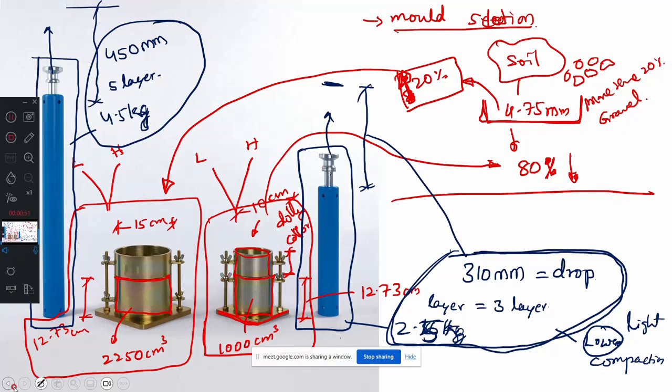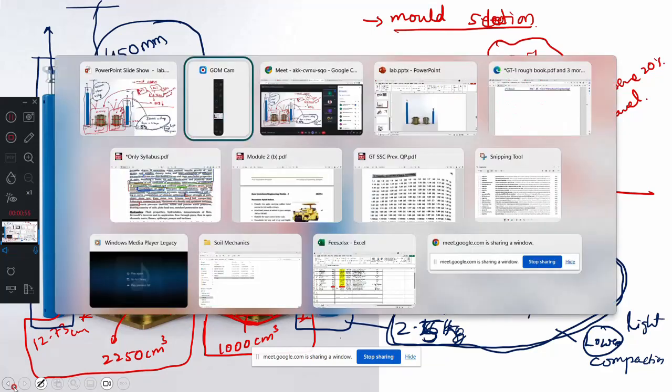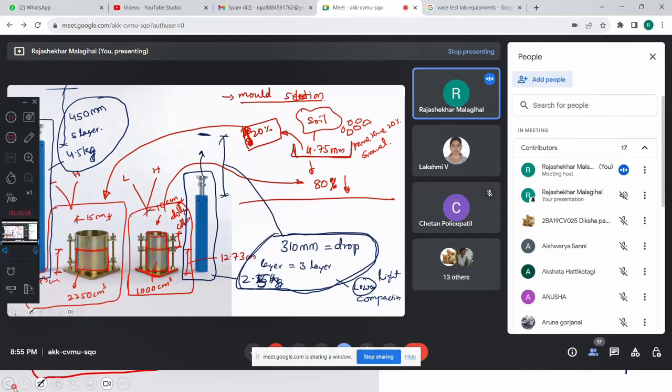Now the number of blows. How many blows for light compaction and heavy compaction? Anyone? If you know it, 25. For both, 25 blows. For both light compaction and heavy compaction? Yes. Then we have another number, 56. Where will we use that?